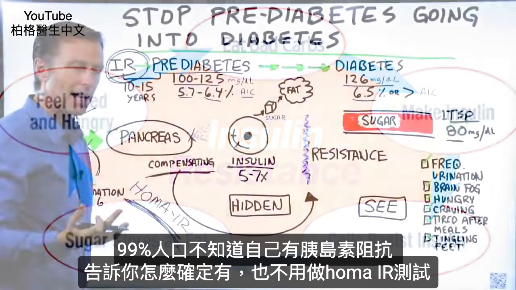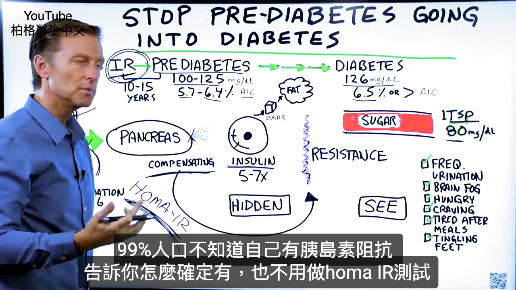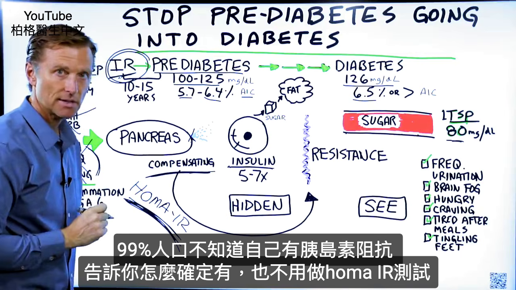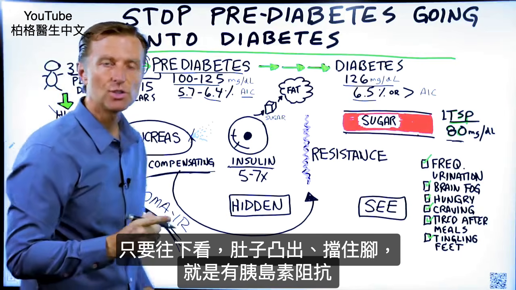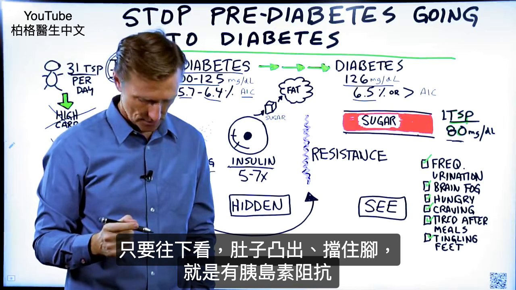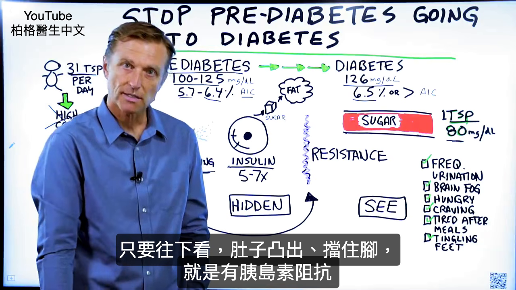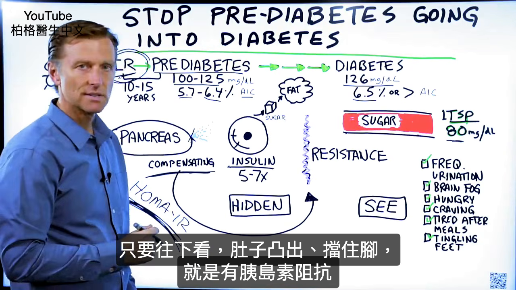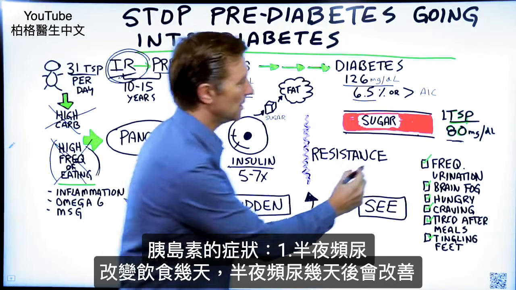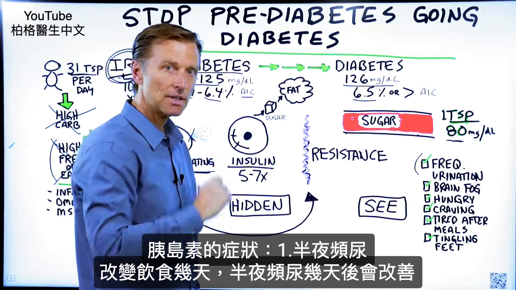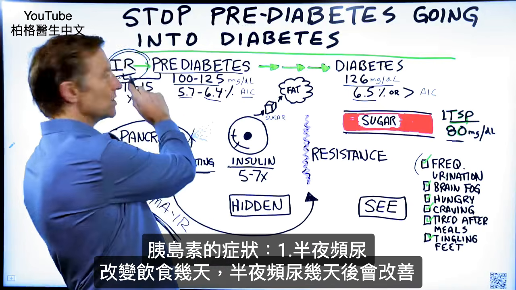Now, I'm going to tell you right now the symptoms to determine if you have insulin resistance, even without taking this test, okay? All you have to do right now is just look down and see if you see your belly. If you see your belly and you can't see your feet, then we know you have insulin resistance. Here are some other symptoms. Frequent urination, even at night. Are you getting up through the night and urinating? This is what you have.